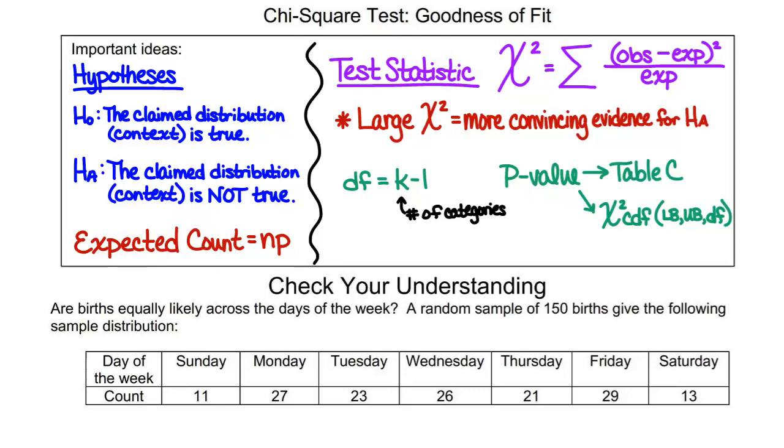And then to find our p-value, you're either going to look on table C, like we did, find your degrees of freedom, find the thing that is closest to the test statistic that we had, or you can put it in your calculator. You do second VARS, and then there's a chi-squared CDF: lower bound, upper bound, degrees of freedom. What would lower bound and upper bound be? Give me just a second to look at this.